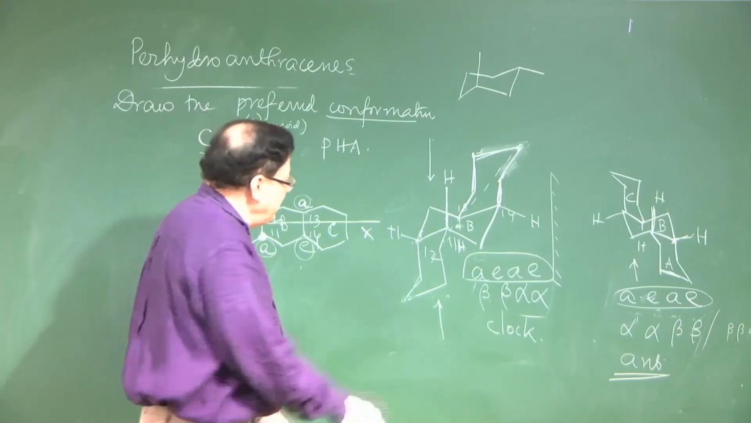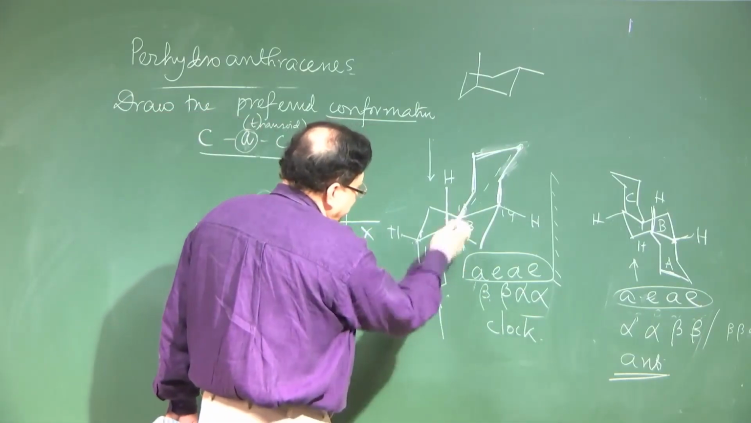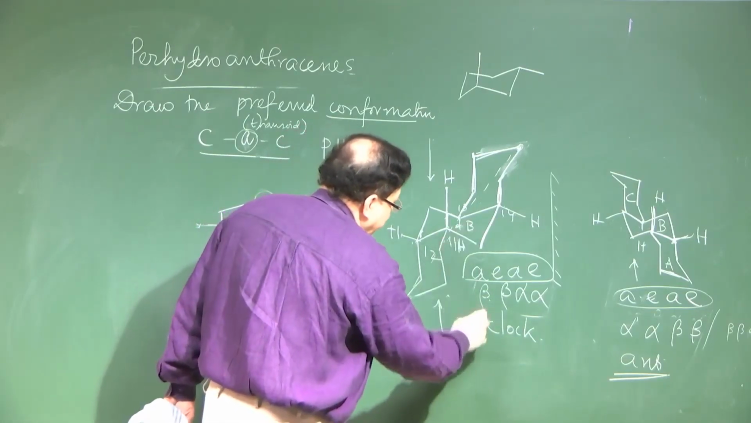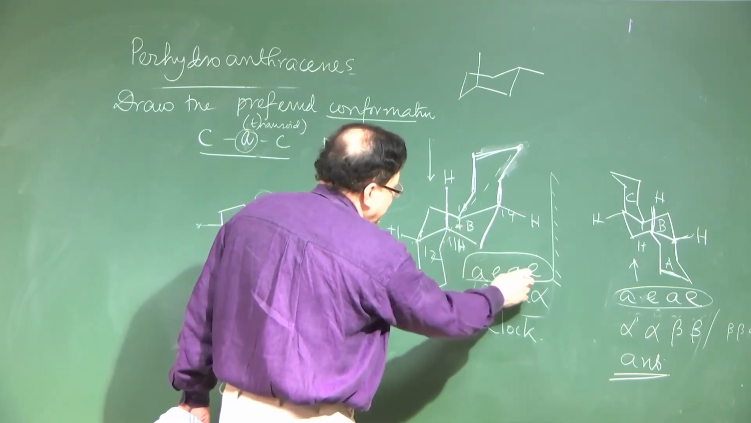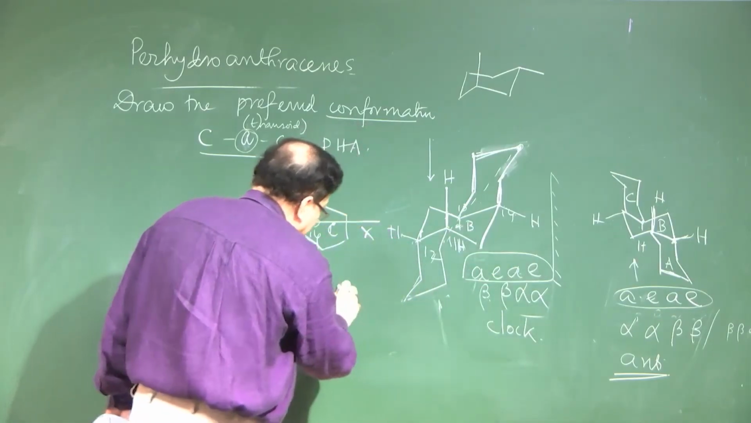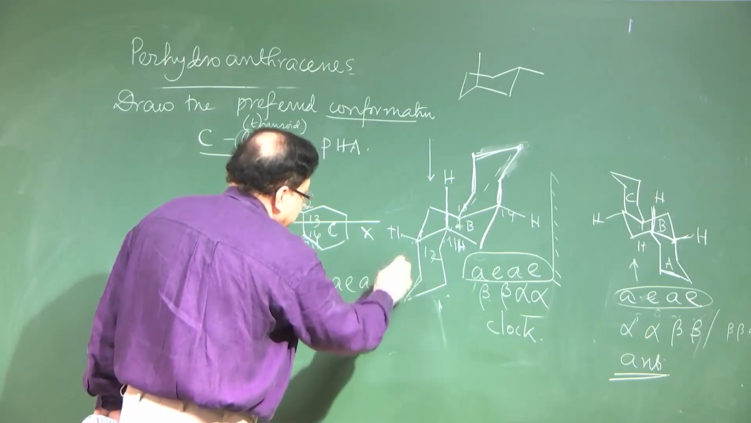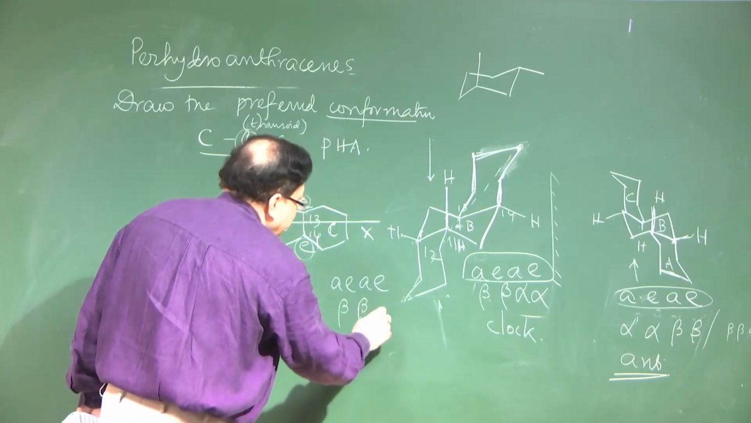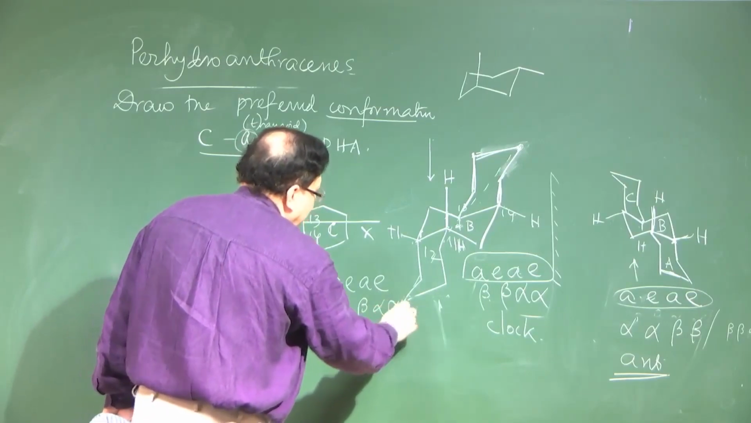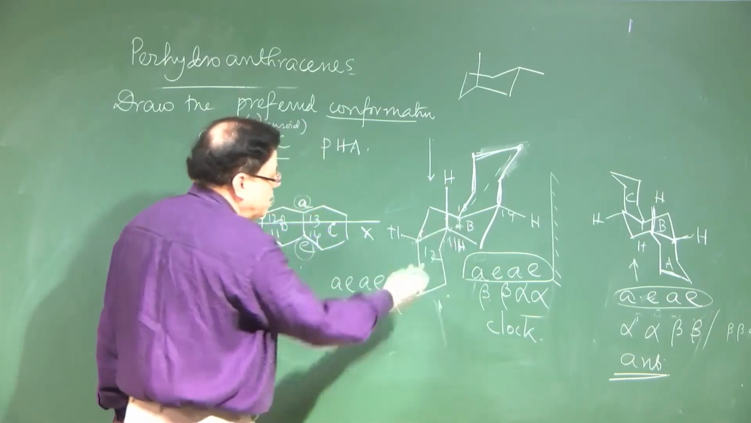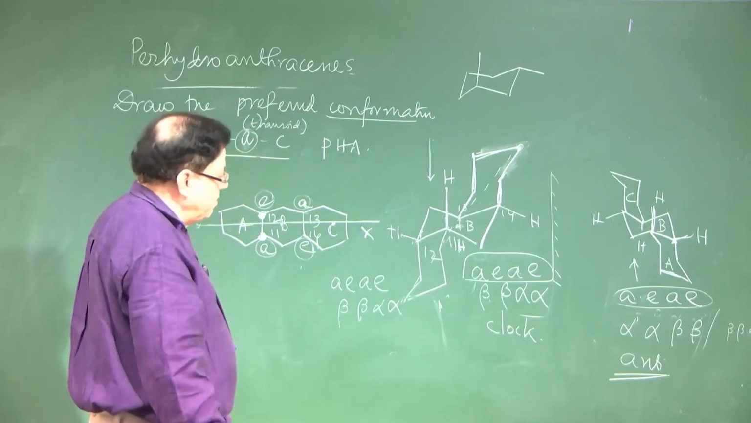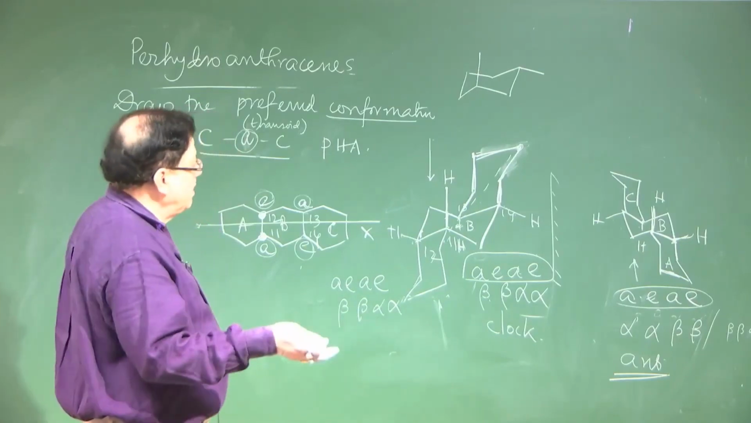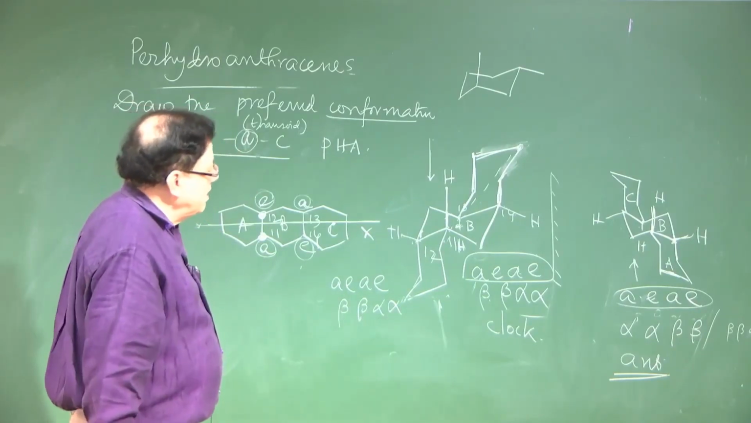So, if I look from the bottom, change the reference plane, then this will again be axial equatorial, but I can get another version of this. Then this will be beta, that will be alpha, this will be alpha, because I am looking from the bottom, from below, and changing my reference. So, the below bonds are now beta and the above bonds are now alpha.